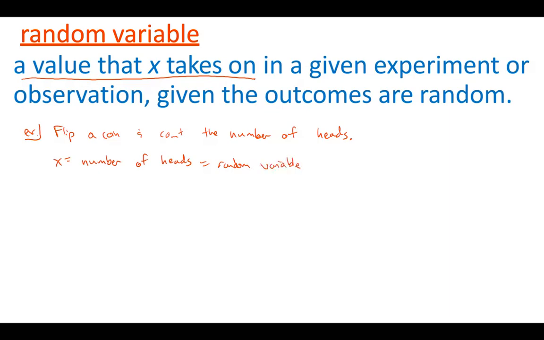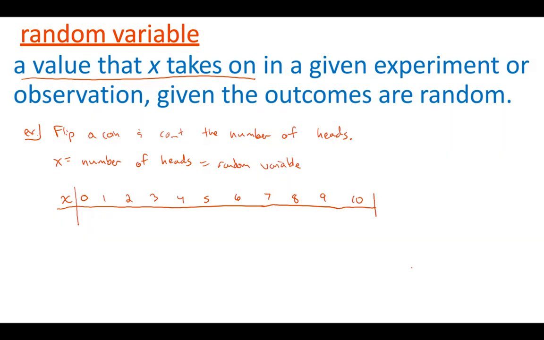So the values that x could take on, and we're going to make these little tables kind of like this here. So if we're going to flip it, let's say 10 times, well, we could get 0 heads, could get 1, could get 2, could get 3, could get 4, could get 5, could get 6, could get 7, could get 8, could get 9, or could get 10 in this experiment. So the random variable x is the number of possible heads.